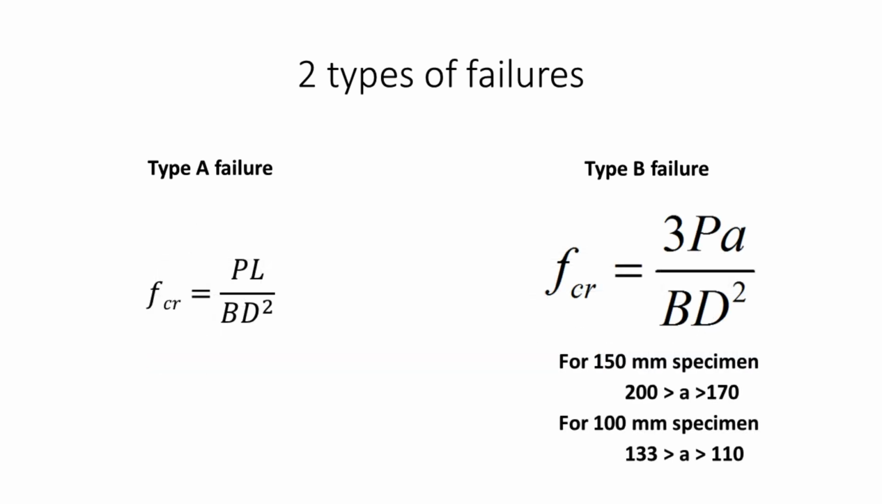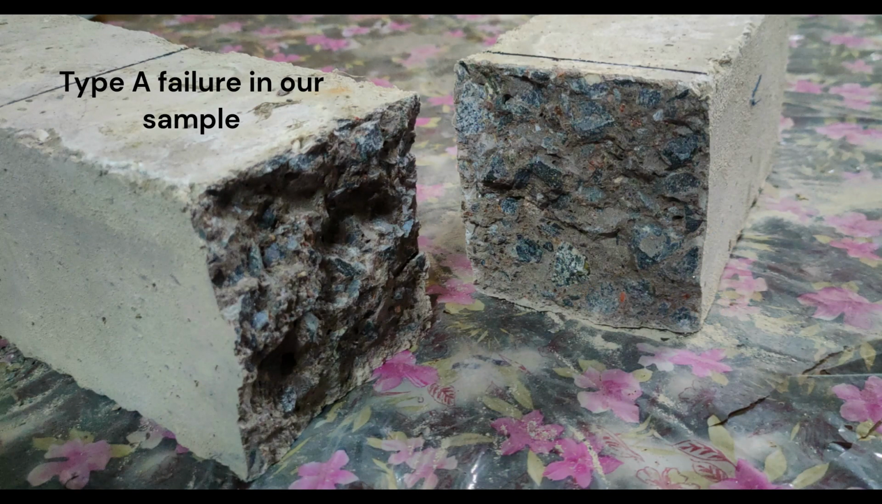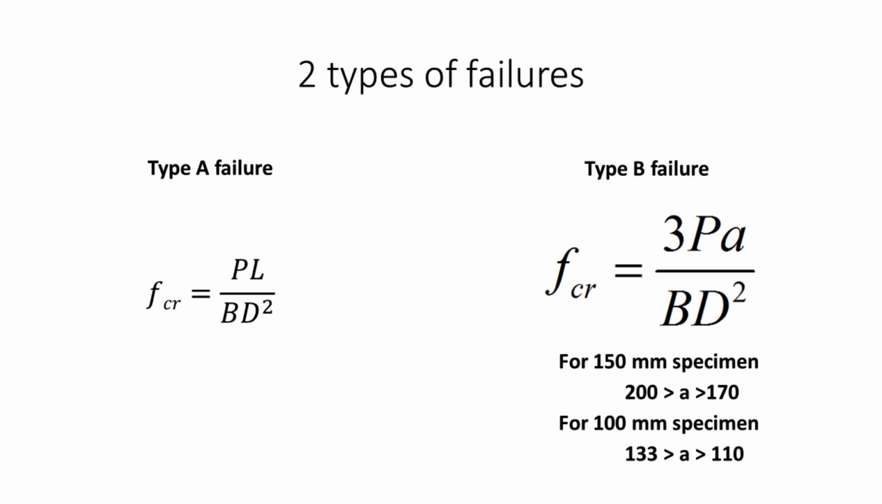In case of type A failure, modulus of rupture FCR is given by the following formula: FCR is equal to PL by BD square. In case of type B failure, modulus of rupture FCR is given by the following formula, where A is the distance between the line of fracture and the nearer support, measured on the center line of the tensile side of the specimen. For 150 mm specimen, A shall be between 200 and 170 mm. For 100 mm specimen, A shall be between 133 and 110 mm.